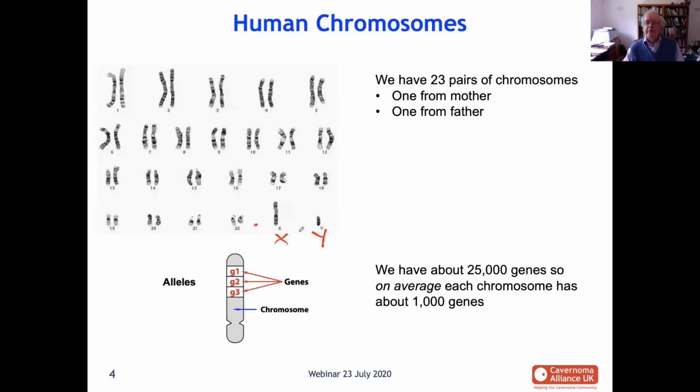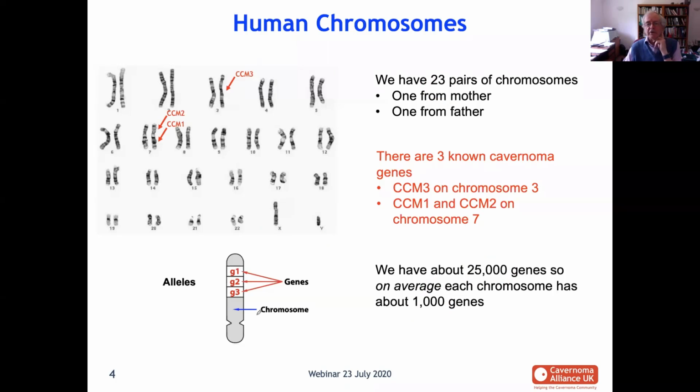Now we have about 25,000 genes. So 25,000 genes, 23 pairs of chromosomes. That means you get, roughly speaking, 1,000 genes on each chromosome. Now they're different lengths, as you can see. The number 1 is the longest, and that has around about 2,000 genes on it. And number 22 is the smallest, and that has something in the region of 400 genes along it. But you have to imagine that there's a sequence of genes running along the length of the chromosome, G1, G2, G3, down to G1000.